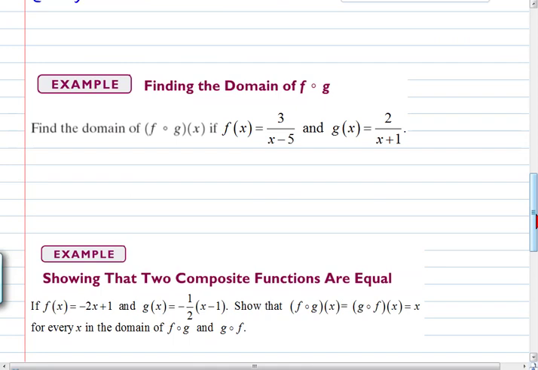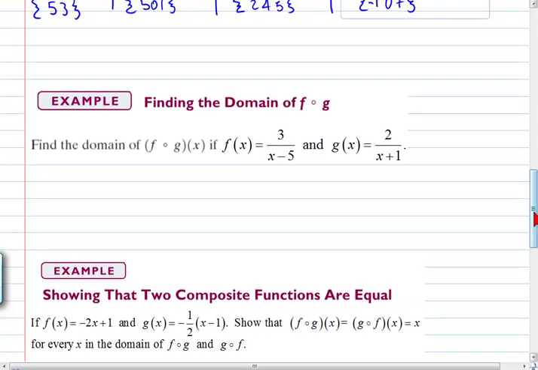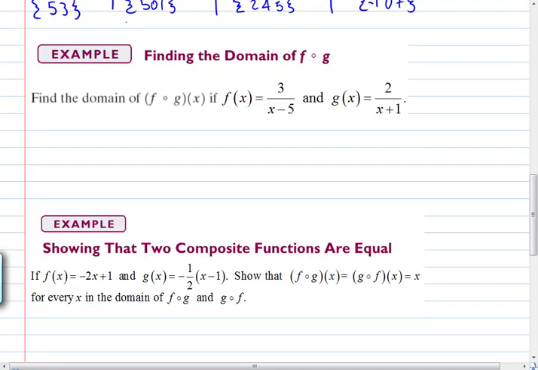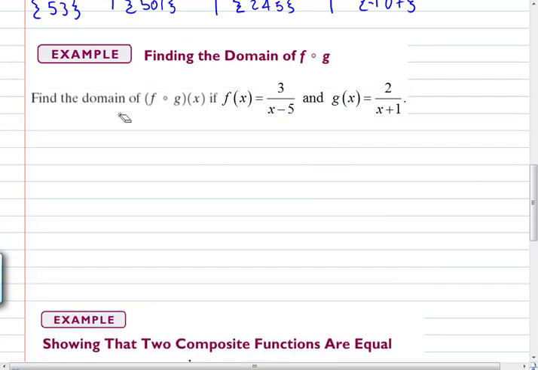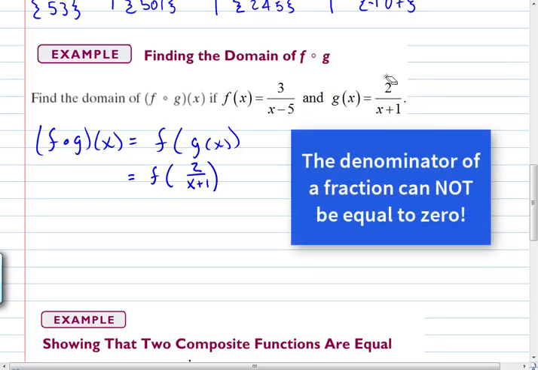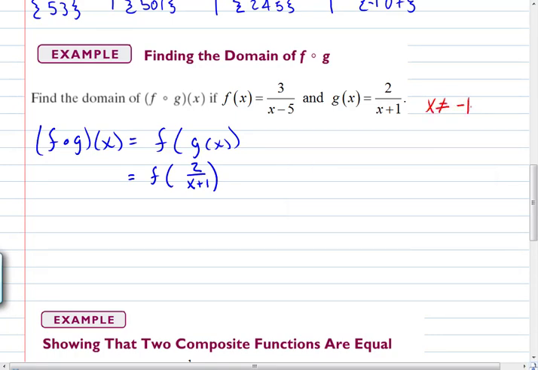Next problem, we want to find the domain of f composed with g. So this is going to be finding all of the values of x that are going to be valid here. First of all, let's rewrite this using the embedded parentheses. F composed with g of x is equal to f of g of x. What is g of x equal to? 2 over x plus 1. What is the domain of 2 over x plus 1? X cannot be equal to negative 1.